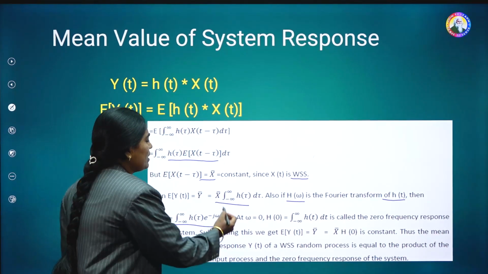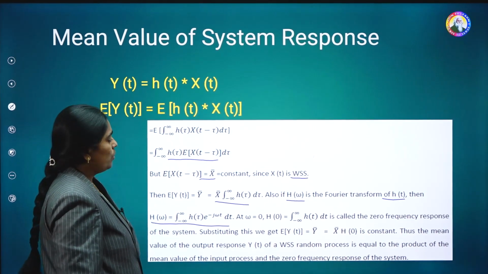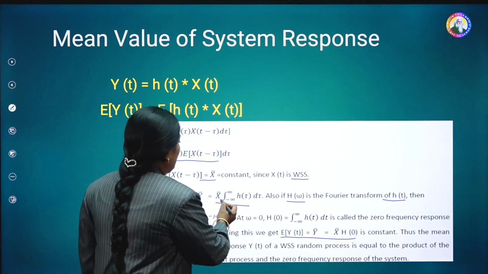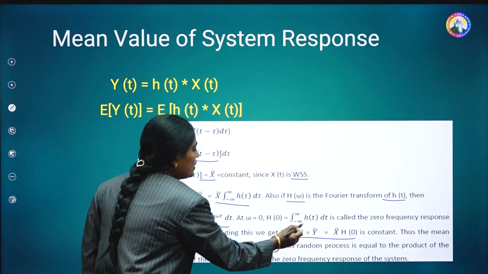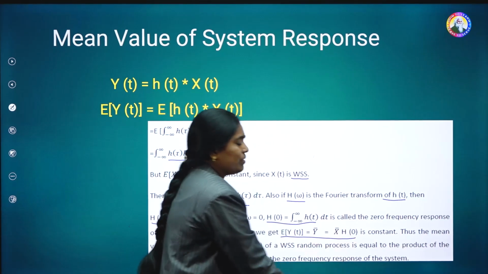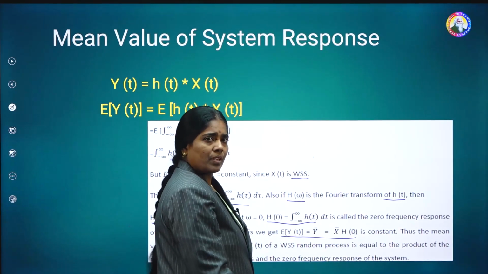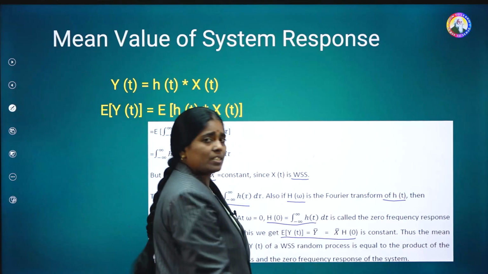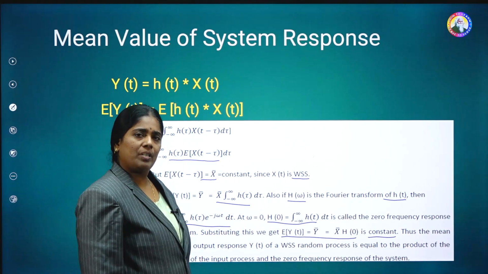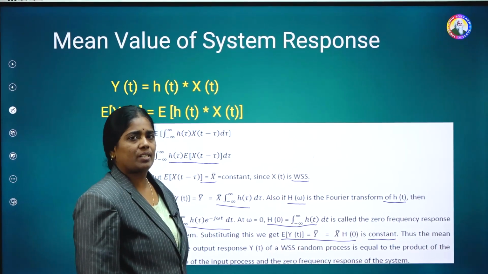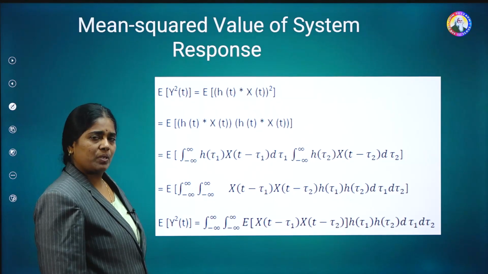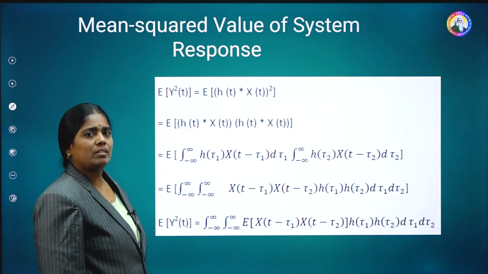Now, in the above equation, we have the same term. Substituting that there, we obtain E of y of t, equal to y bar, is equal to x bar into, instead of this entire integral, you can substitute simply h of 0. Substituting this here, we obtain x bar into h of 0. x bar is a constant, h of 0 is also a constant. The product of two constants is a constant only. That's why the mean of system response, that is E of y of t or y bar, is also a constant. Then coming to the next one, mean square value of system response. y of t is known as the system response.